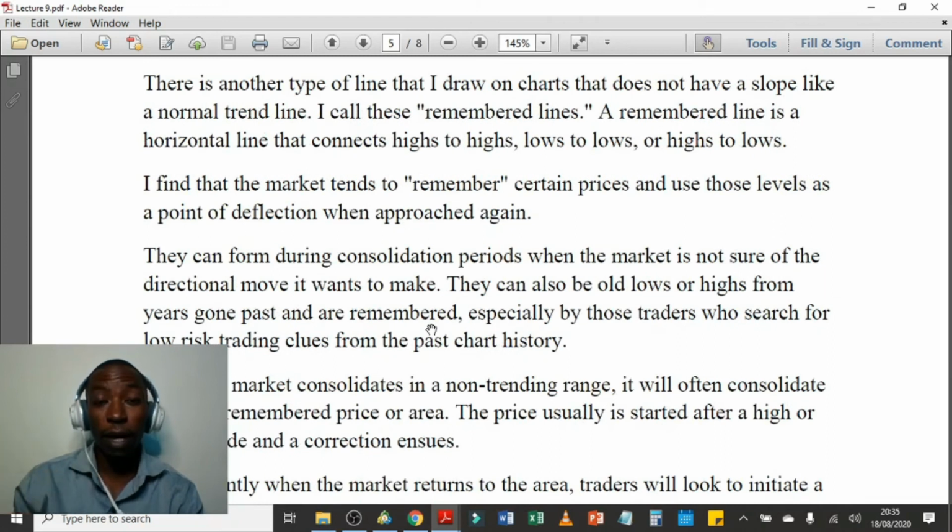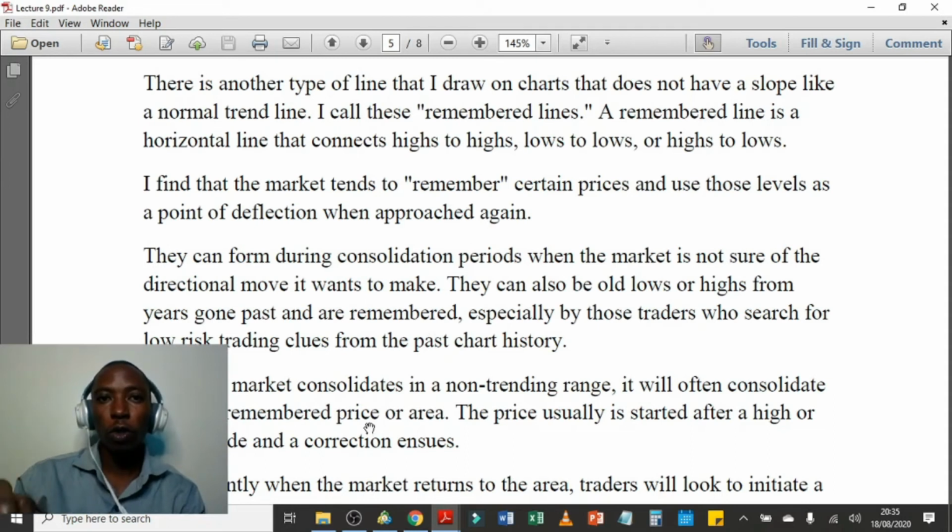And remembered lines are very important because they are vital price points, where they are able to indicate when the market is consolidating or non-trending. Again, we can realize whether that point is a point of support or a point of resistance. That is the most important part of remembered lines.